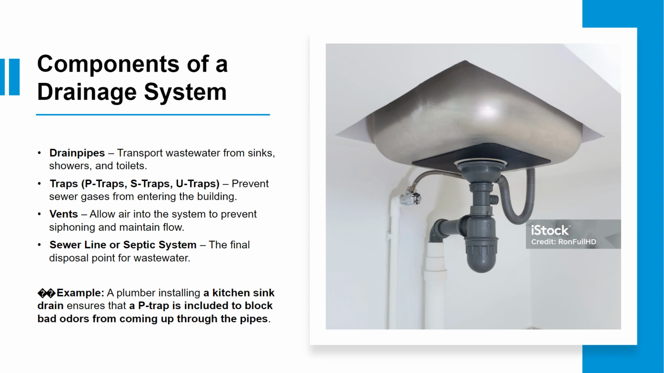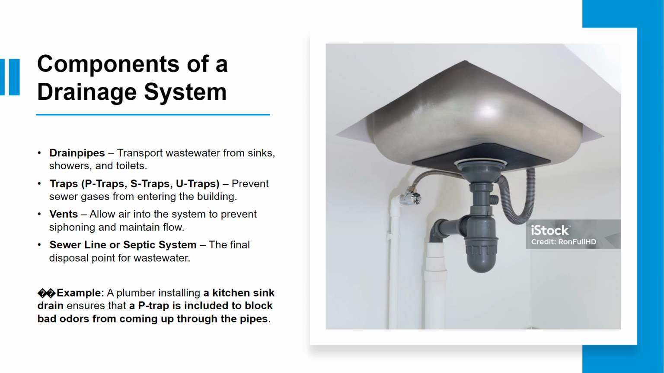Now that you understand how drainage works, let's look at the essential components that make up a complete drainage system. 1. Drain pipes. These carry wastewater from the fixtures to the final discharge point. They must be the right size, sloped correctly, and securely joined. 2. Traps. Traps are U-shaped or S-shaped pipe fittings that hold water to block sewer gases from coming back into the building. We'll explore them more in the next slides. 3. Vent pipes.